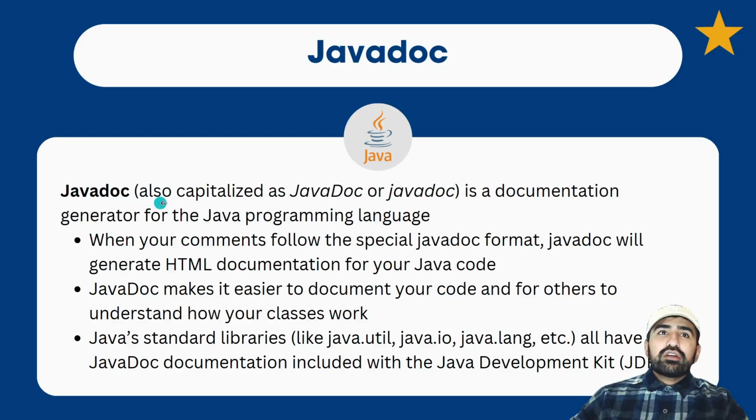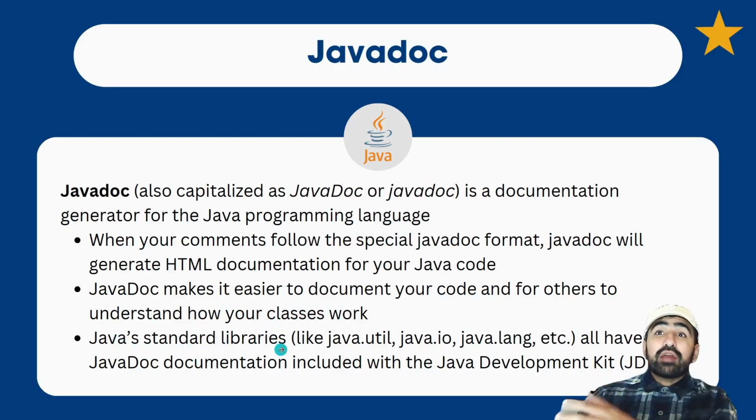So Javadoc, also capitalized as JavaDoc if you're using Pascal case, or you could do all lowercase, is basically a documentation generator for the Java programming language. So when your comments follow the special Javadoc format, Javadoc will generate HTML documentation for your Java code. So Javadoc does make it easier to document your code and for others to understand how your classes work.